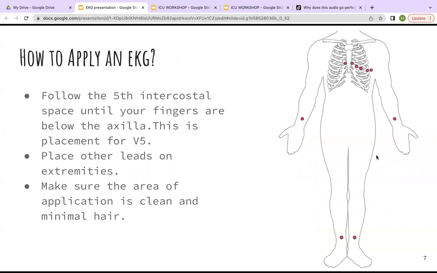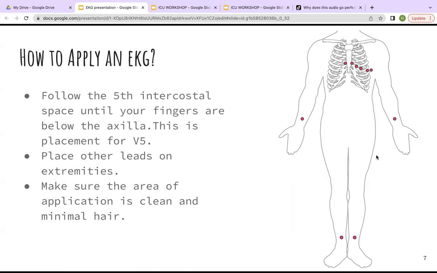So you will follow the fifth intercostal space, which is basically going to be near the armpit, and that's where V5 is going to go. But that's in a perfect world. Sometimes we have patients who anatomically are not like this diagram, like they might be significantly larger. And when we have our simulation, we will go over what's an easier way to find this area to put your V5, but you're going to have a lead on each extremity.